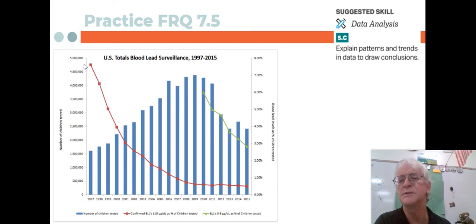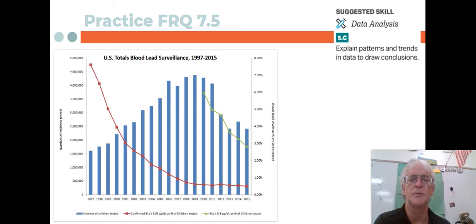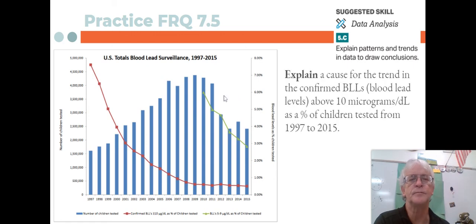FRQ. If we look at this, we can see the number of children tested versus the years. It goes from 1997 up to 2015. Over here is percent blood level as a percent of children tested. Please explain a cause for the trend and confirm blood lead levels above 10 micrograms per deciliter as a percentage of children tested between 1997 and 2015.